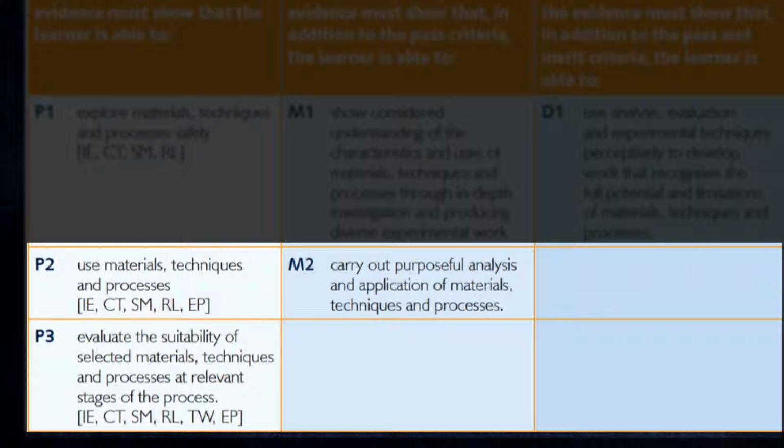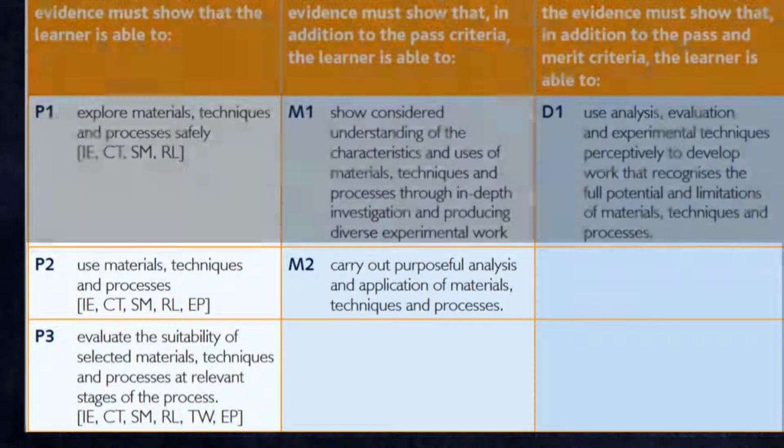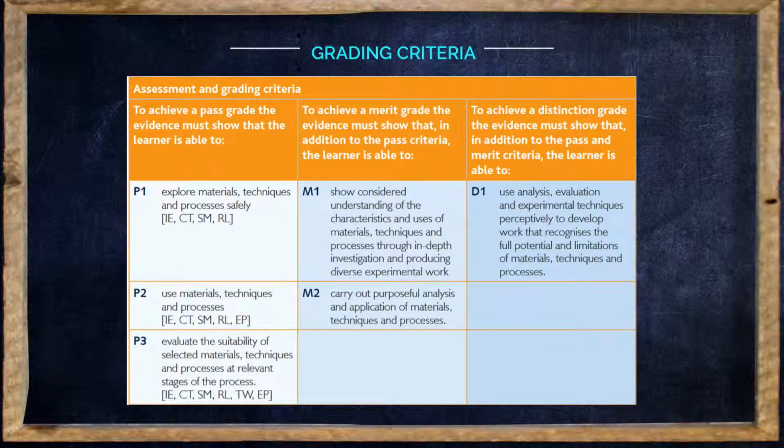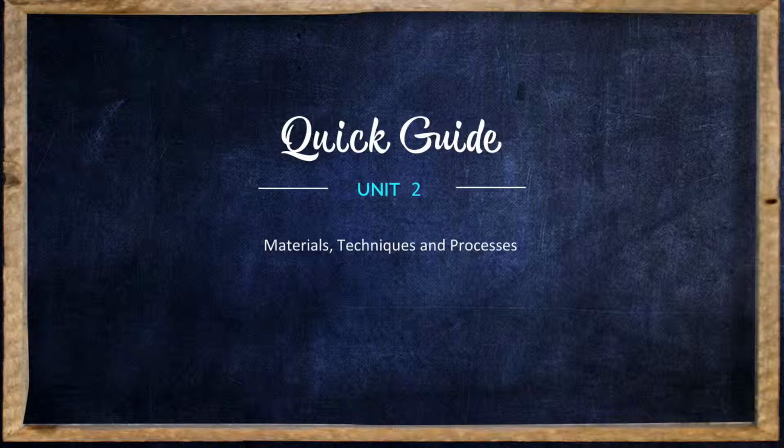And Pass 3, evaluate the suitability of selected materials, techniques and processes. That means evaluating your own media experiments and then also your final project evaluation. That is it. Unit 2 is easy to get. It's basically playing with media, writing about it, and looking at how other artists and designers might be using it too.